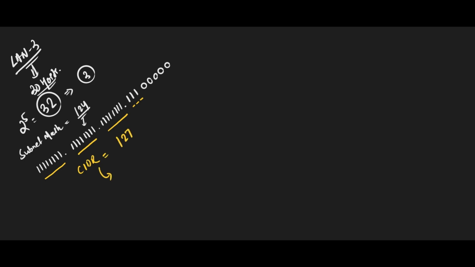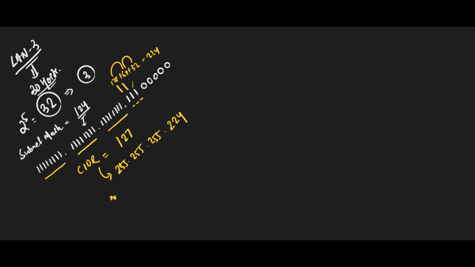If I convert this to decimal, it is 255.255.255, then 128 plus 64 plus 32. 128 plus 64 is 192, and 192 plus 32 is 224. So it will give us 224 as the subnet mask, or /27.